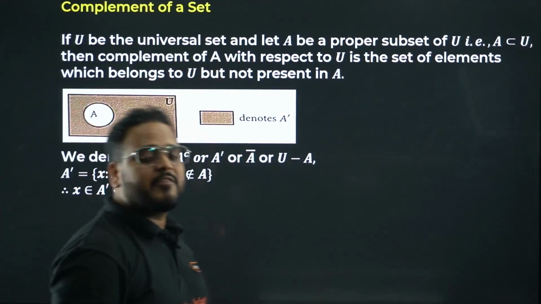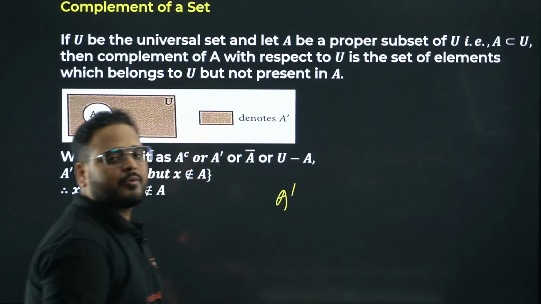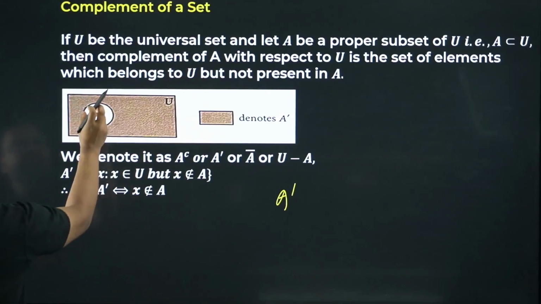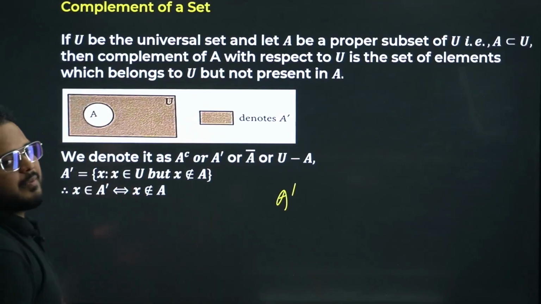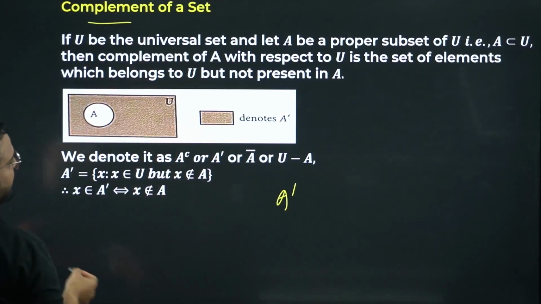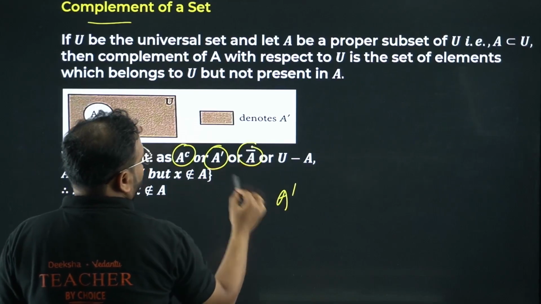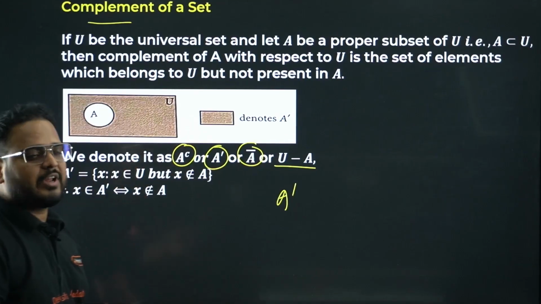Got it? What is the meaning of A complement? Everything but A. So in the universe, the A part will be hollowed out and everything else will be part of the answer. This is called the complement of a set. We can write this as A C, A dash, A bar, or U minus A, which means from the universe you take out A.